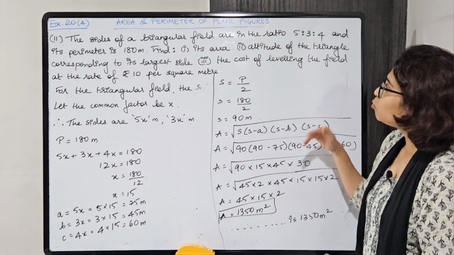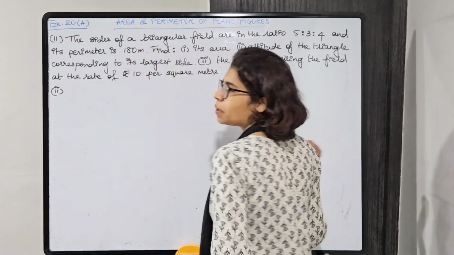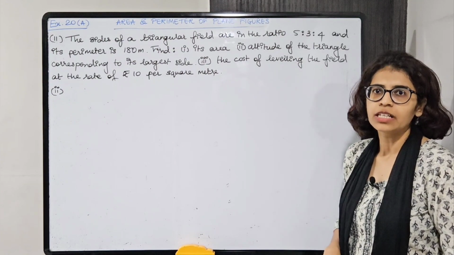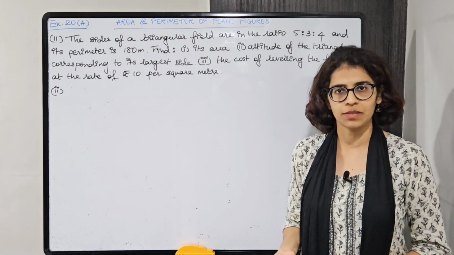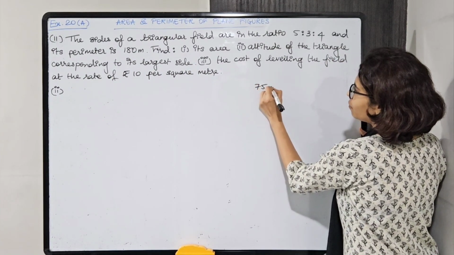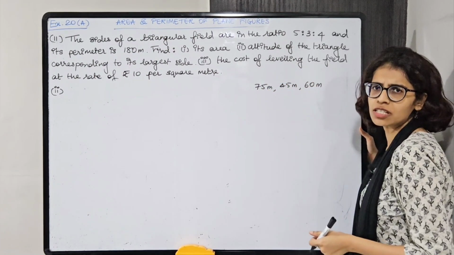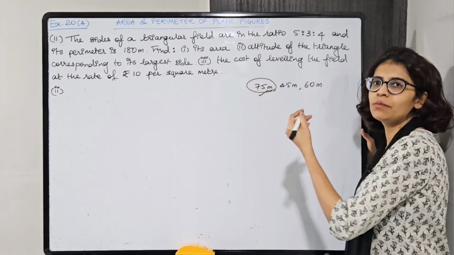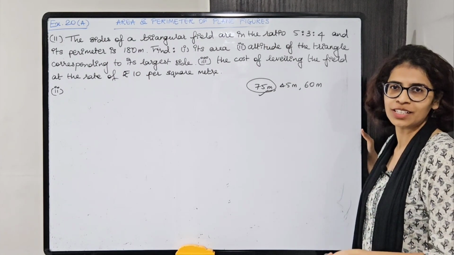Okay, now moving on to the second part of the question. For second part, we need to find out the altitude of the triangle corresponding to its largest side. So altitude, that is height, क्या होगा if the largest side is the base? The three sides of the triangle we know, 75, 45 and 60. Which one will be the largest? Of course this. So if this is the base, then what will be the height? You need to find out. So base and height वाला area का formula use करेंगे हम लोग.